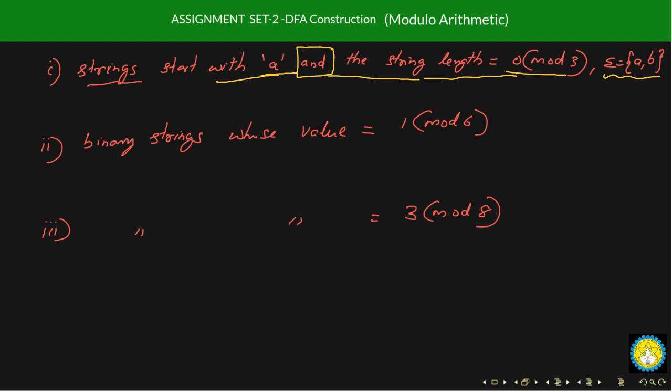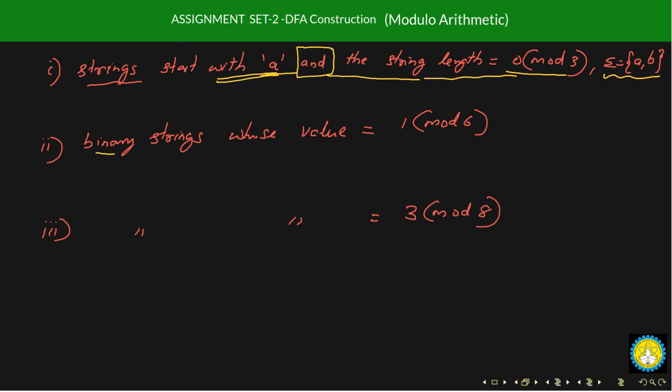The only thing is that the string should start with A, and then the string length. It's only mentioned about the string length. It is not mentioned that the number of A's or number of B's. It is just mentioned the string length has to be divisible by 3, including the first letter, which has to be an A. Okay, so that's the first question.